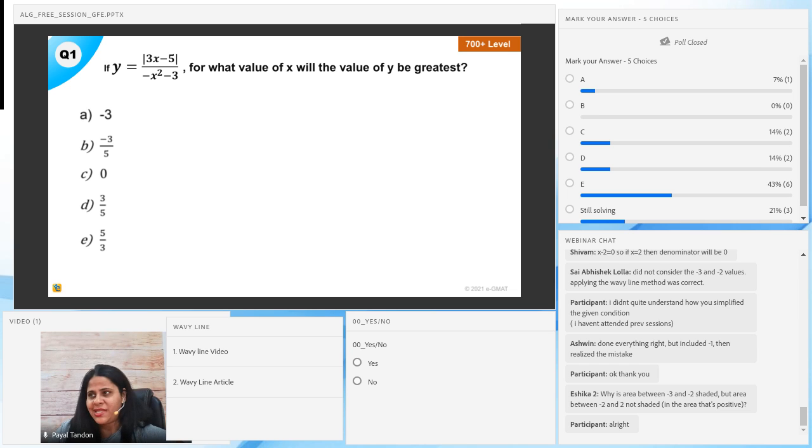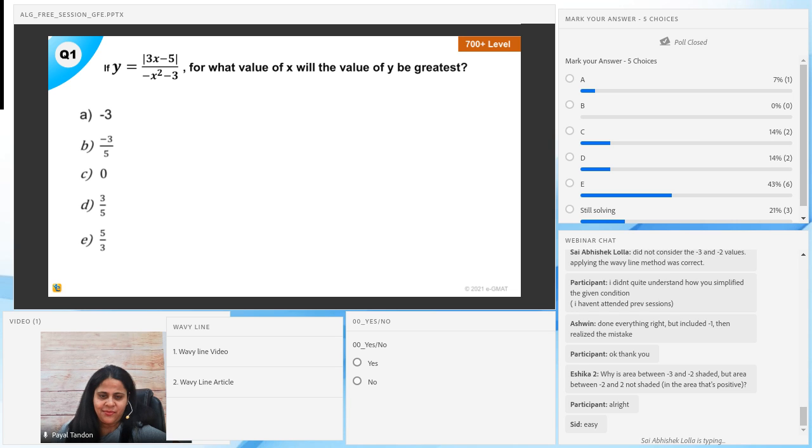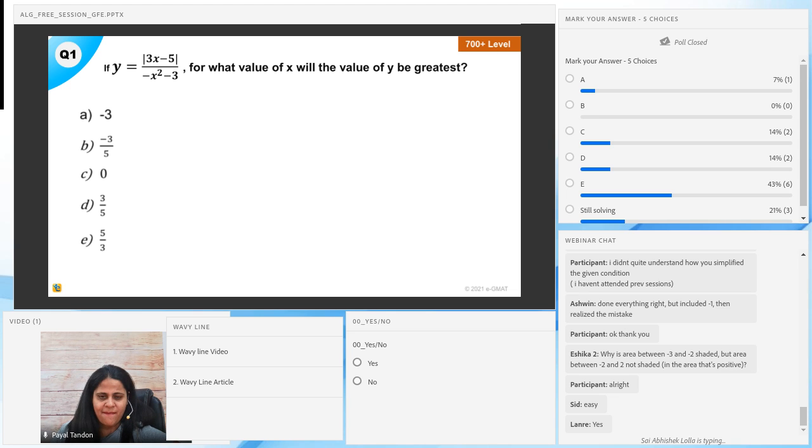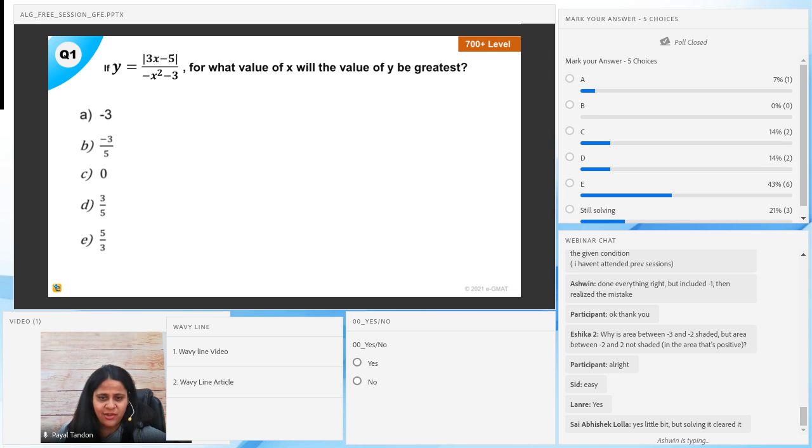How was this question? Did you guys get scared when you looked at this question? There's absolute values, there are two variables, a single equation. Did you guys get scared? Again, last question of this session. So let's interact a bit more. Okay. How many of you got scared? Larne got scared. Good. Yes, a little bit, but solving it cleared it.